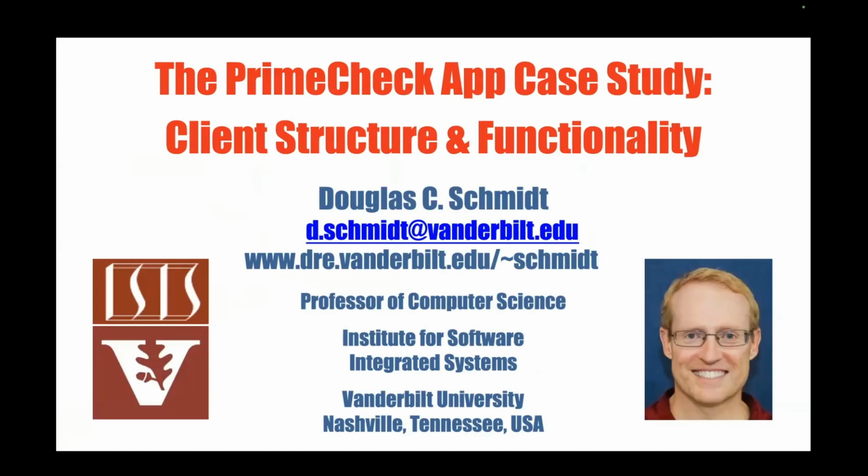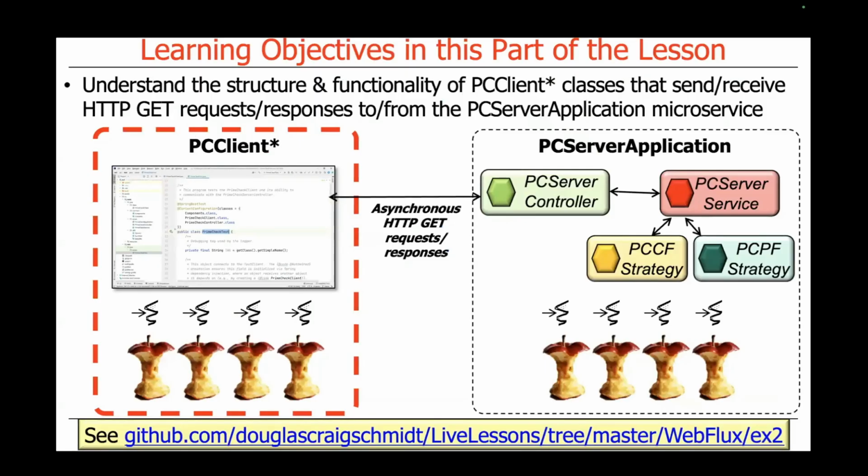So we're now going to take a look at the client structure and functionality. And as I'm describing how this works, I'm also going to talk about another way to implement things, and we'll talk about the pros and cons of each approach. Now we're focusing on the left-hand side of this diagram, where we're making clients that are going to make asynchronous GET and POST requests to the server.